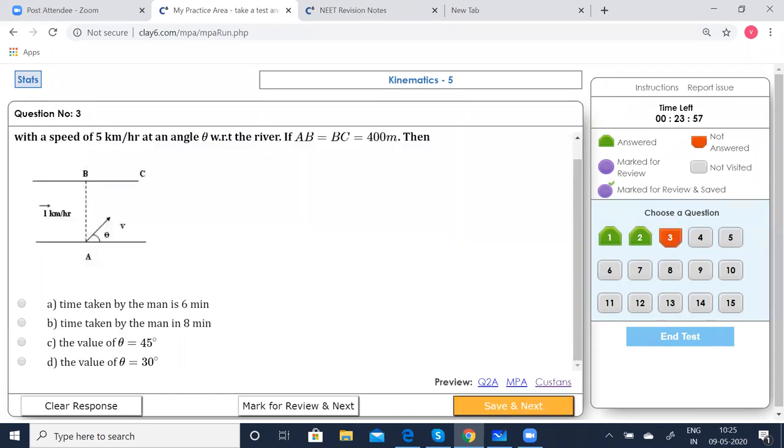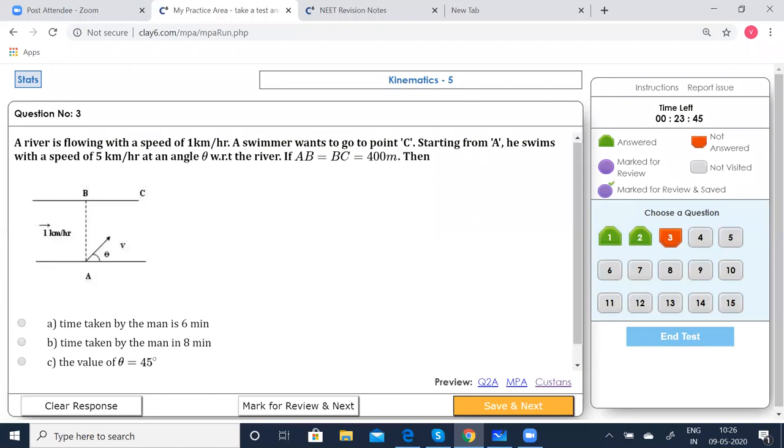Okay. Now going to this third one. You have to recollect, I taught you how to solve problems related to rivers. So let us see this. A river is flowing with a speed of 1 kilometer per hour. A swimmer wants to go to C. Starting from A, he swims with a velocity of 5 kilometers per hour at an angle of theta with respect to the river. So it is very clear in the diagram.